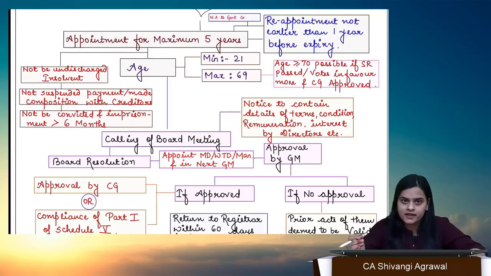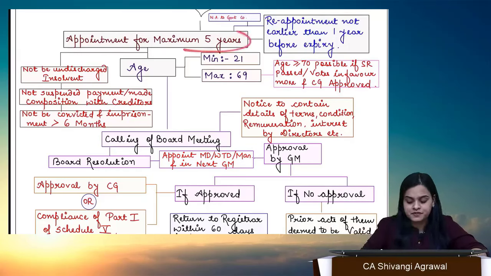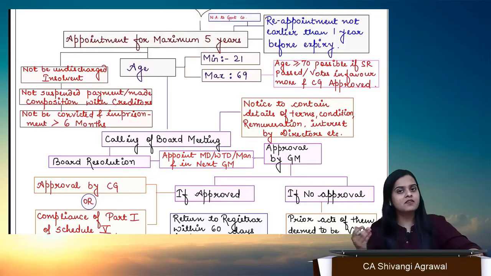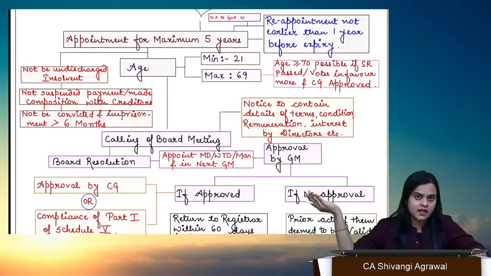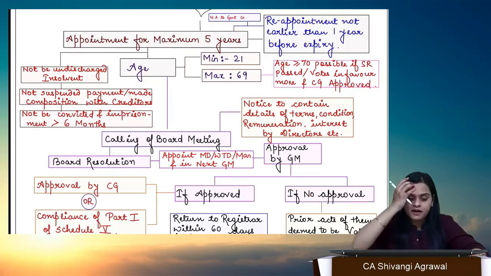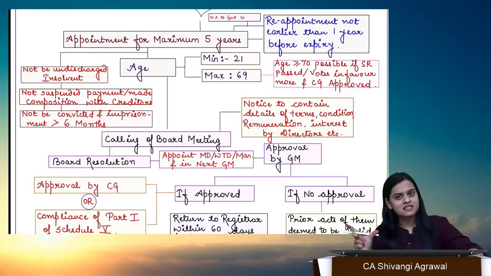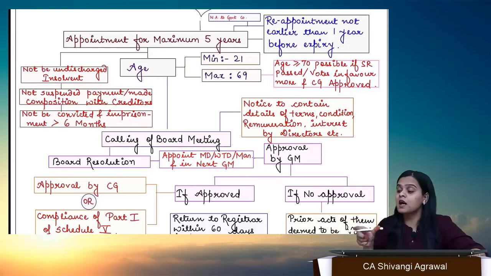Whoever you appoint, their tenure is going to be maximum for 5 years. This does not apply to a government company. Right, so a government company may have MD which is going to hold office for 10 years, not a problem, right? But otherwise in all other companies, including a private company, you cannot have MD, WTD or manager for more than 5 years. So at once you can appoint for a maximum tenure of 5 years only.